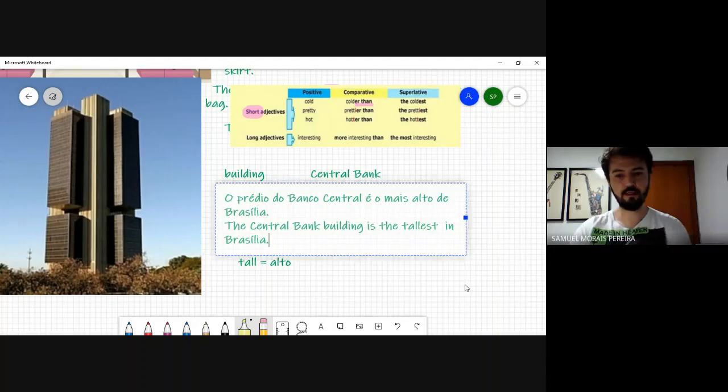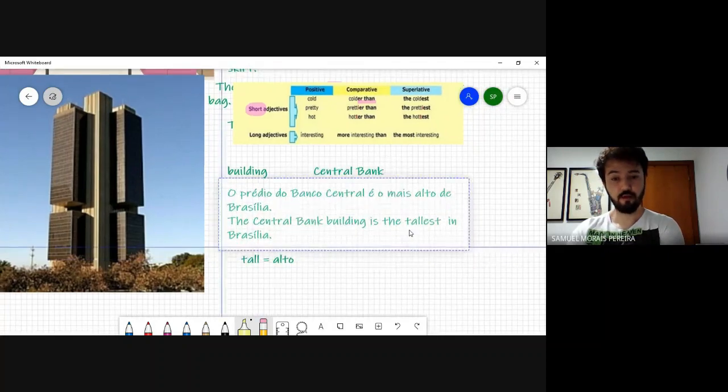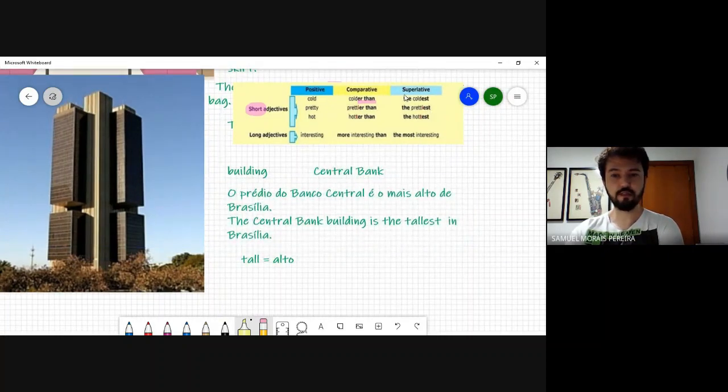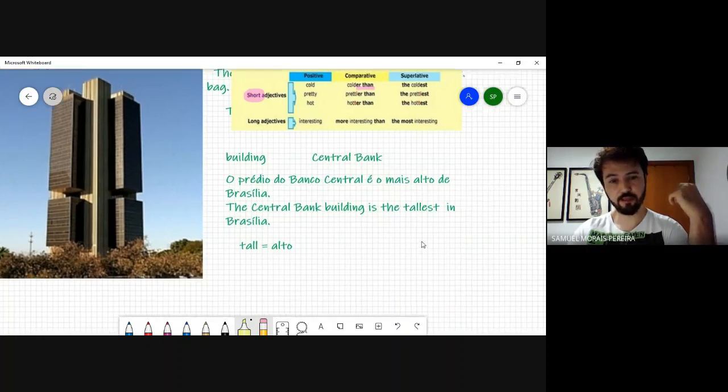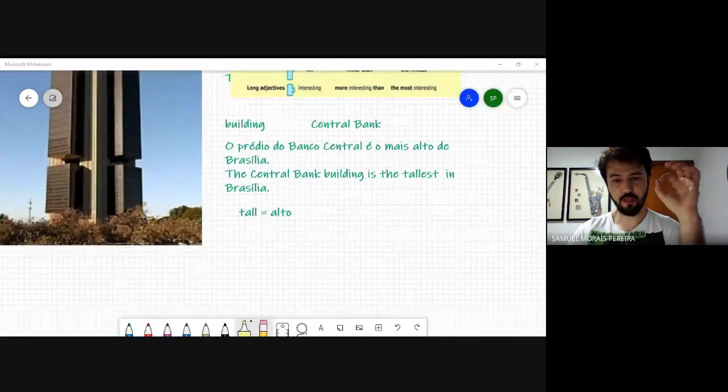So, as you can see here, guys, take a look at this adjective here, the tallest. Por que a Kátia disse the tallest? Because, can you see, she's using the superlative, because Brasília has many other buildings. There are lots of buildings in Brasília. E o prédio do Banco Central se destaca com relação à altura, entenderam? Então, vejam, eu estou comparando uma coisa com a outra, ok? Mas o que exatamente? Um elemento com todos os outros elementos do grupo, ok? This is superlative.